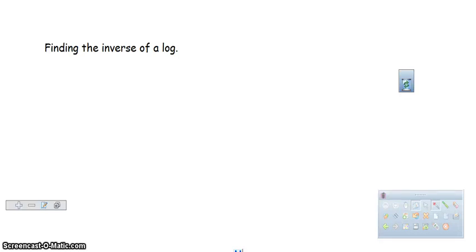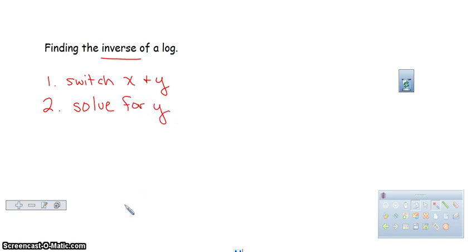Hey guys, we are going to look at finding the inverse of a log. It's something that's going to help us out later in the chapter as we get closer to the end of the quarter. And it's just basically how you found an inverse before. The steps are, number 1, switch x and y. And number 2, solve for y. With an exponential function, though, when you solve for y, you may have to rewrite it first.